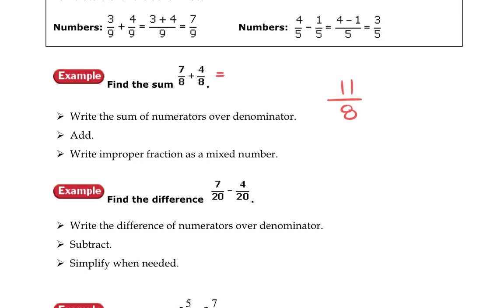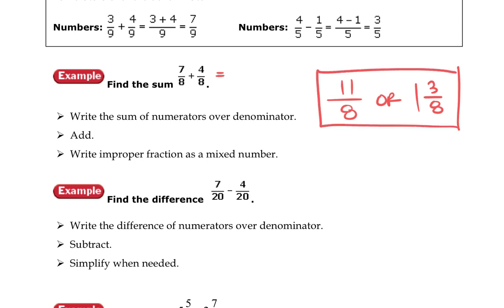We can actually leave this as 11/8 because that's already in simplest form, or you could write it as a mixed number since it's an improper fraction. 8 goes into 11 one time with then 3 left over. So either way would be a correct way to write your answer. The same is true with subtraction. So we must have a common denominator.